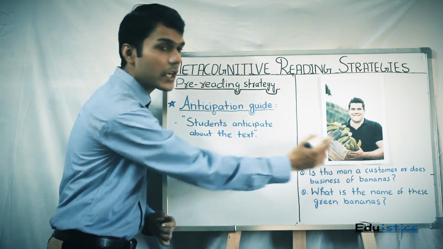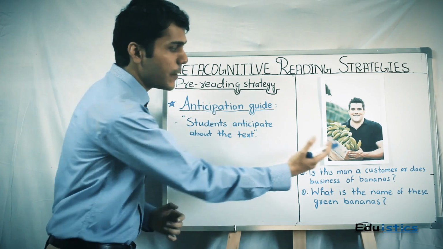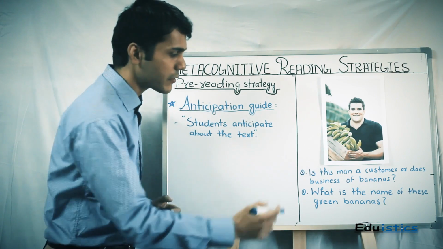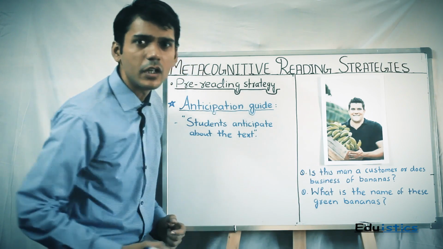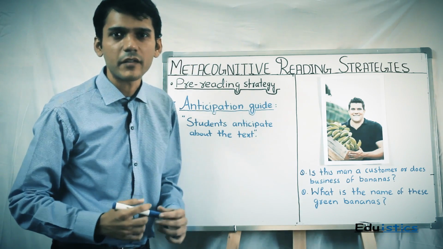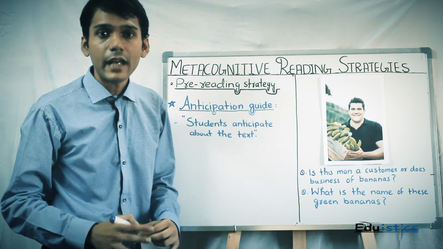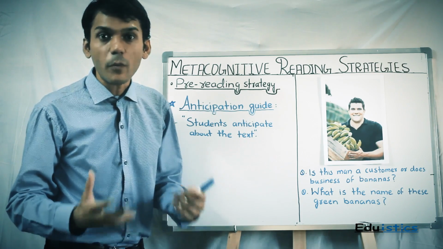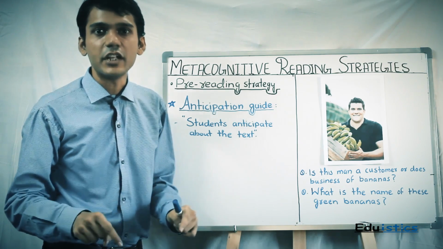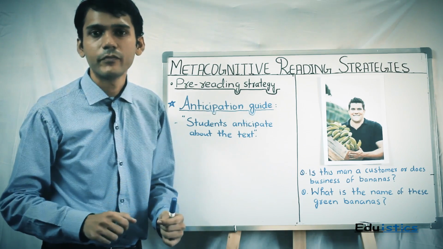For example, if we look at this picture and the teacher shows this picture in the classroom, a man is holding a bucket of bananas, what kind of questions can the teacher ask? The teacher can ask students, is this man a customer or does he do business in bananas? Second question, what is the name of these green bananas? When such questions are asked by the teacher, students will come to know what the topic is which they are going to read. But remember, do not give them answers at this stage. Let them guess. They will get the answers by themselves when they read.